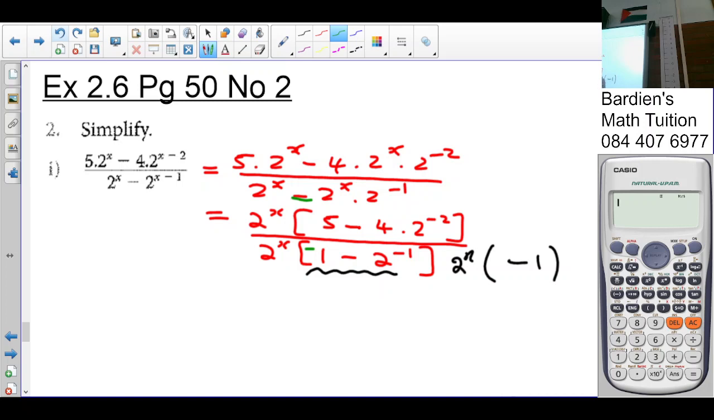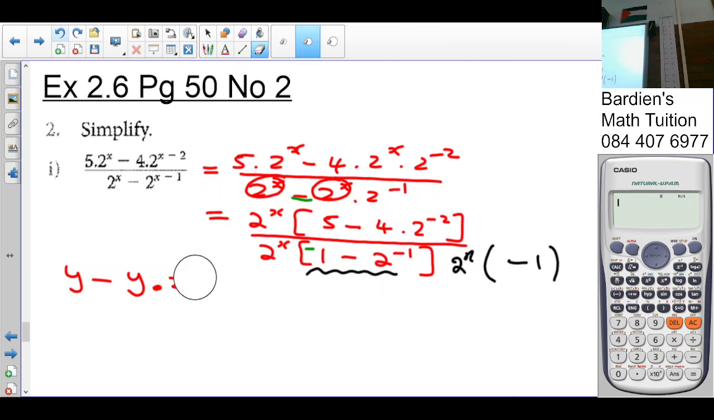Well, what is common? 2 to the power x. Okay, so you say you must have a negative here because that is negative. The reason why there isn't a negative there is, say 2 to the x was a y, just for argument's sake. Then y minus y times 2 to the negative 1. Not so? 2 to the negative 1 is also what? A half. So what is common here?